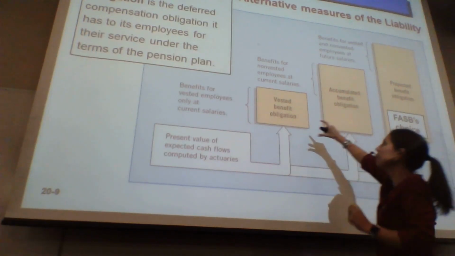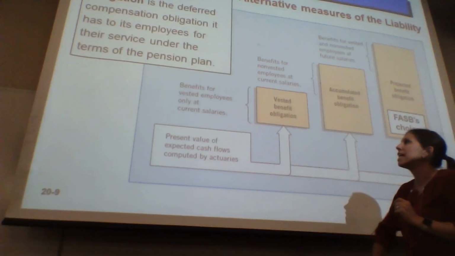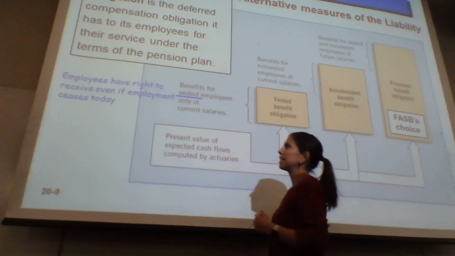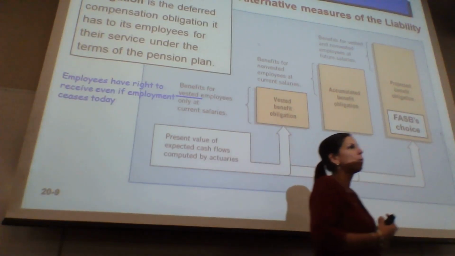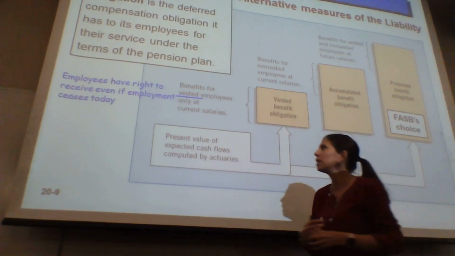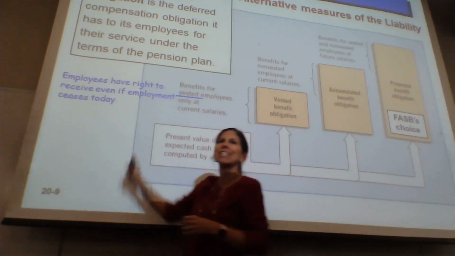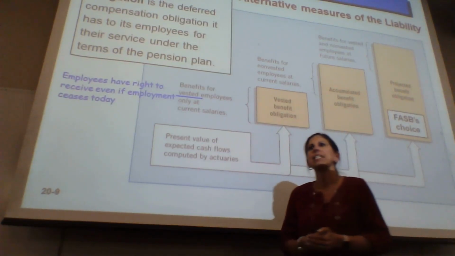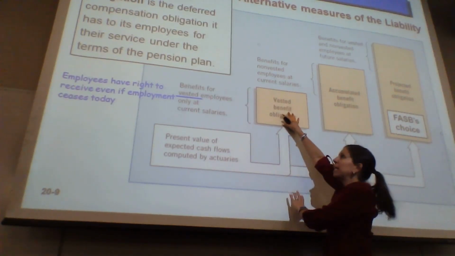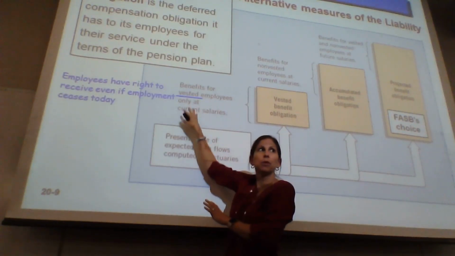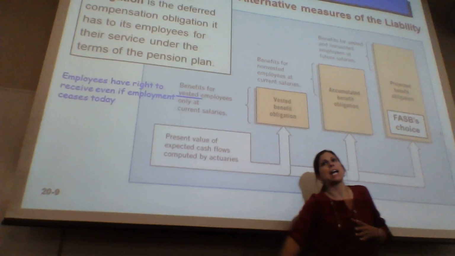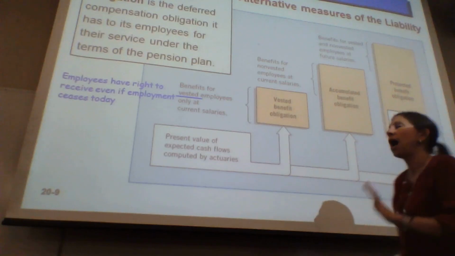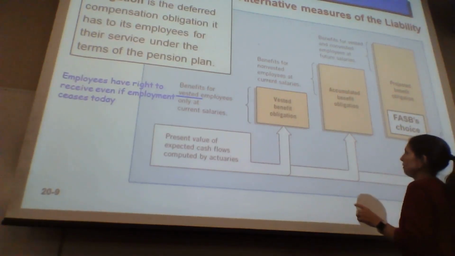All right, so one possibility is called the vested benefit obligation. This measures the benefits for vested employees only at their current salaries. We talked about vesting before when we talked about option compensation, but this means that the employees have the right to receive the benefits even if employment terminates today. So one way to figure out our obligation is to figure out who our vested employees are and what we would owe them in retirement based on what they're currently earning today, as if they didn't earn anything more in the future. That's called the vested benefit obligation.